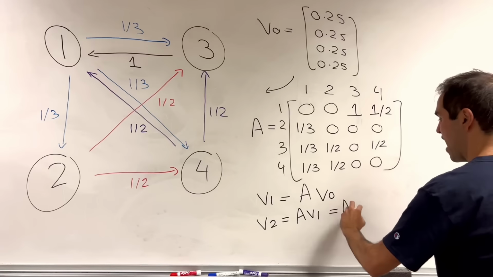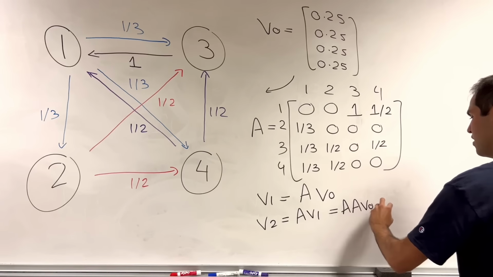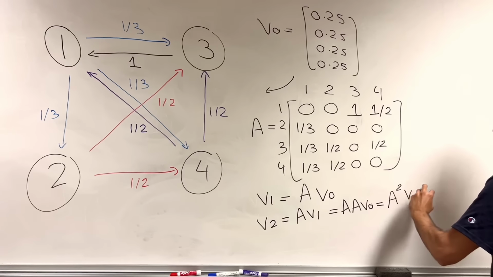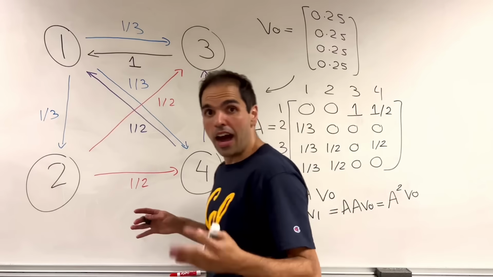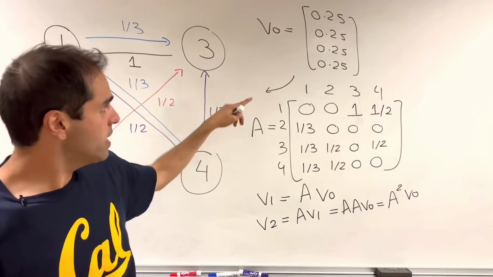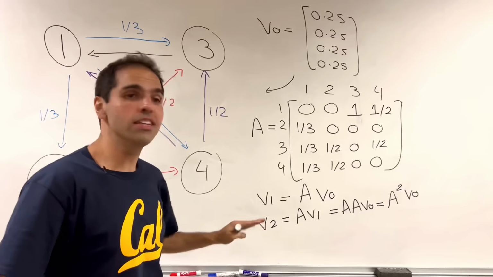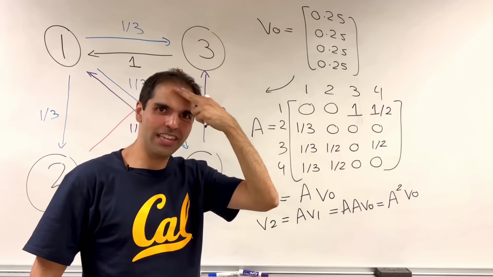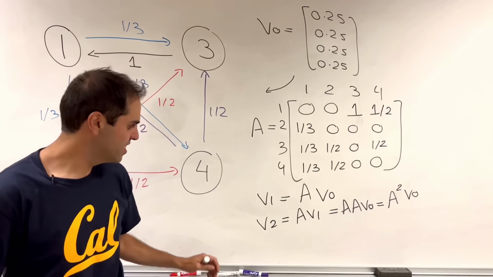So it's just A, A, V0. And that becomes A squared V0. How cool is that? Using A squared, you can directly go from nothing to the second step. It's like a teleportation. Bzz.